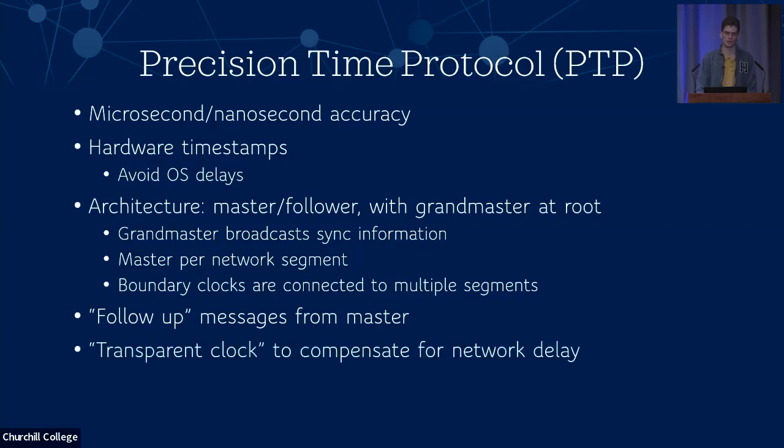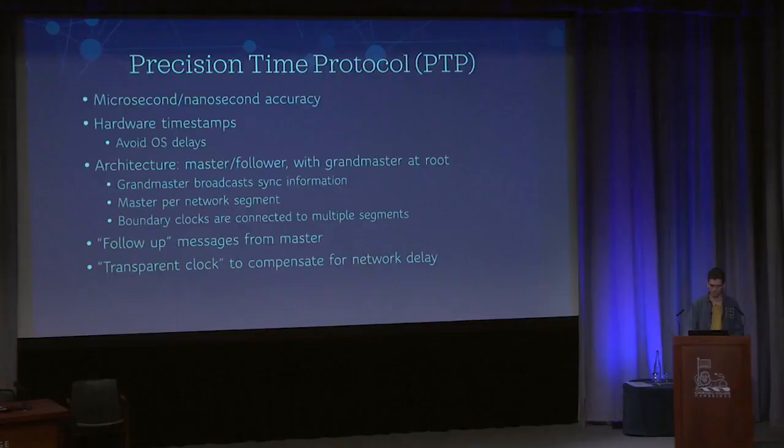And there's also a mechanism called transparent clock, where network equipment along the way can modify PTP packets to correct the timestamps for the delay in traversing the network. So a switch that's en route between the master and follower could modify a PTP packet to effectively say, this packet spent 10 milliseconds processing on this node, so account for that in your calculations. And that's going to give us a better accuracy than in NTP.